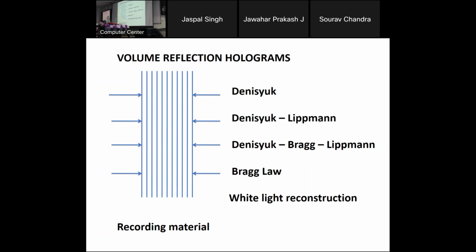The intensity builds up because light is incident, let's say, like this. A part of that light is reflected from this, from this, from this, from this, from this, from this. So, like interference with the reflection grating, the principle is the same. At each hit, a part of the light is reflected and the intensity builds.